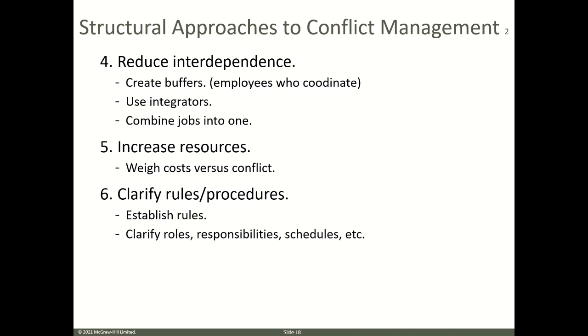So this point says reduce the interdependence, create buffers, meaning employees who coordinate. Creating a buffer means decoupling the relationship, for example building up inventories in an assembly line, versus a just-in-time inventory system. That means create buffers.